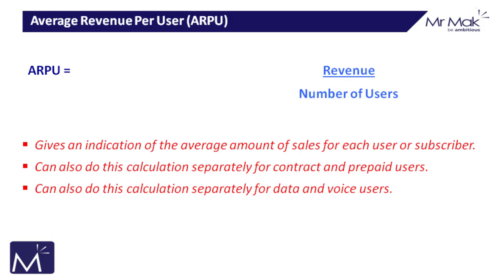And it really gives us an indication of how much sales we're making for each user or subscriber to our business. Now, importantly, we can also do this calculation for contract and prepaid users. So we might take out the revenue for contract users only, divided by the number of contract customers, and come to an ARPU for your contract users or contract customers.